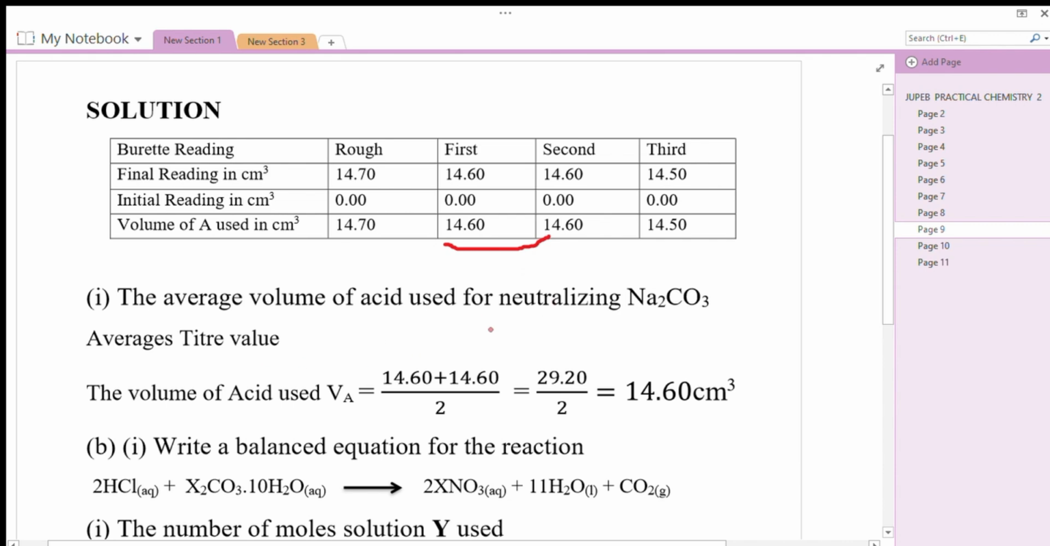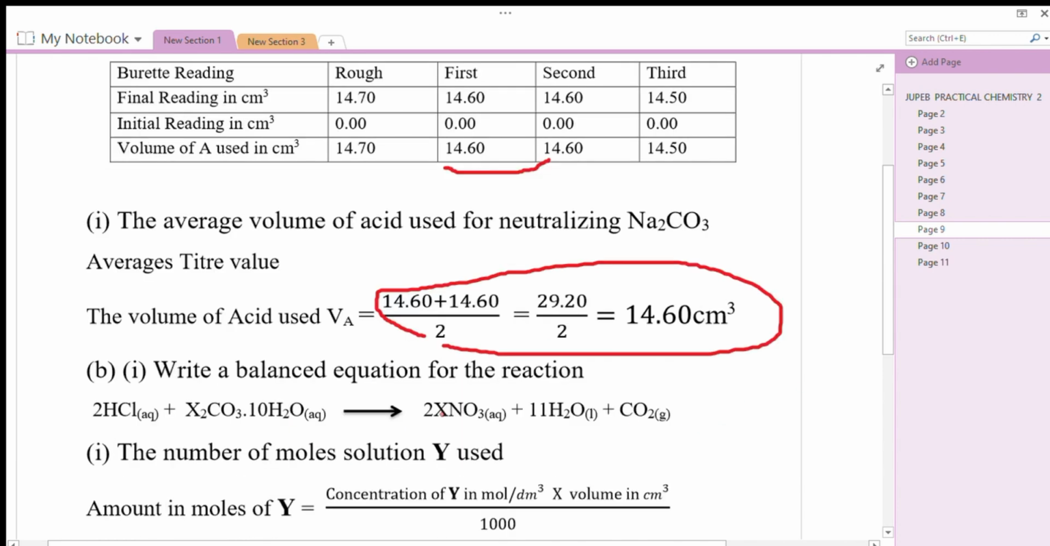So the first thing is to get the value of the VA. Then the first question is to write a balanced chemical equation. I beg your pardon, I'm supposed to have 2X here, so ignore this. So it will be 2XCl, for the equation to be properly balanced.